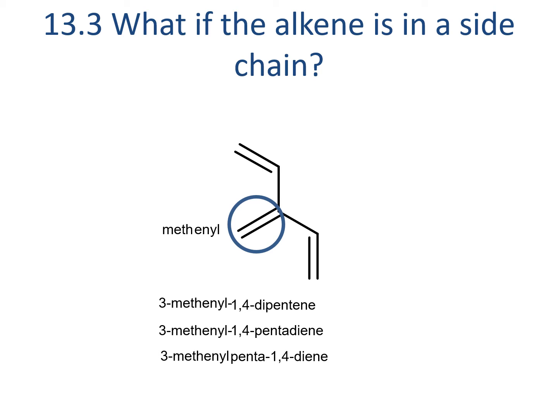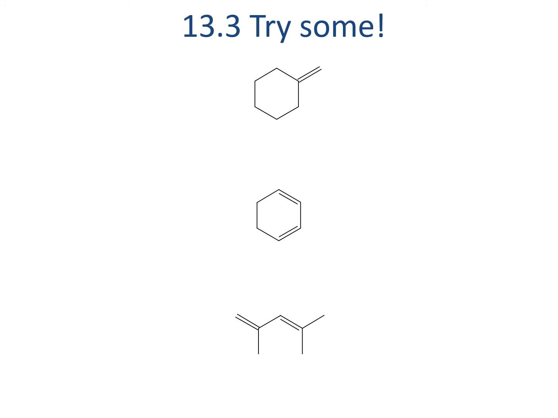If we had longer alkene side chains, we need to locate the double bond along that side chain, but that's outside the scope of this class. We'll only deal with methenyl side chains, no longer for this class. Here are a few more examples for you to try with some of the additional rules that we've just learned for rings, multiple alkenes, and alkenes as side chains.